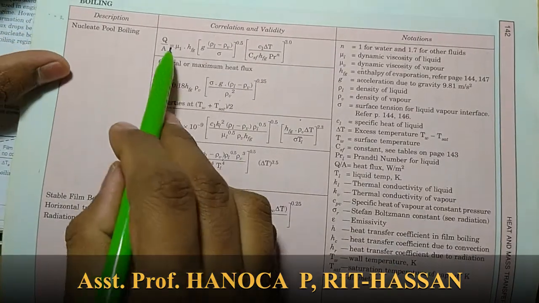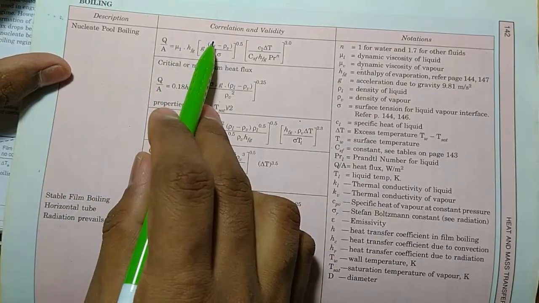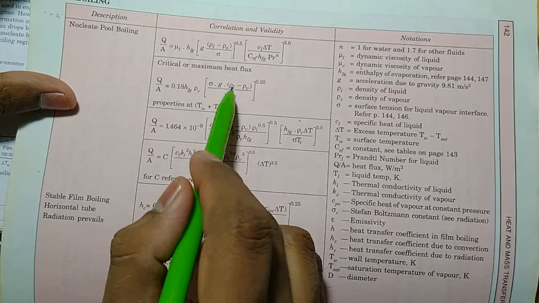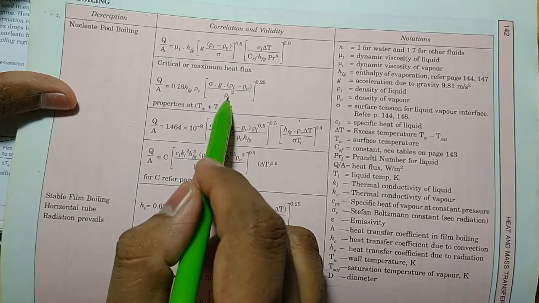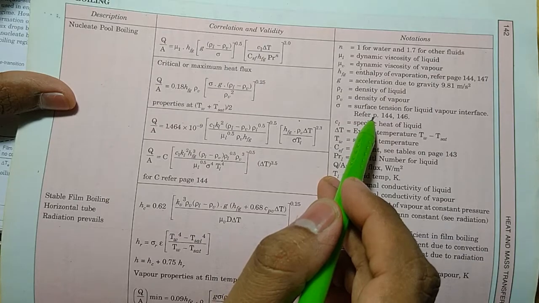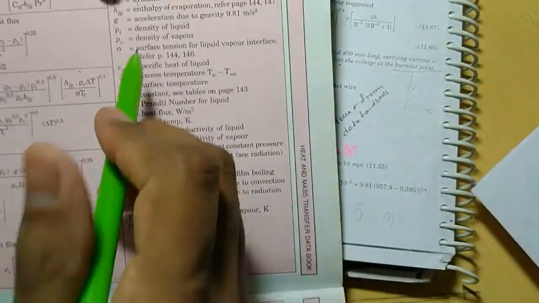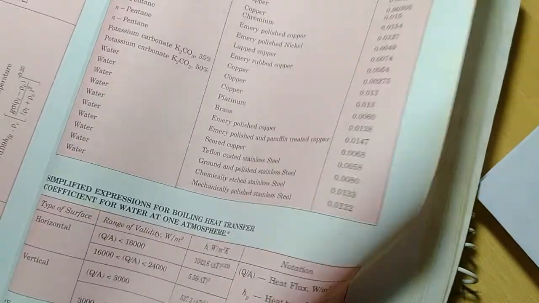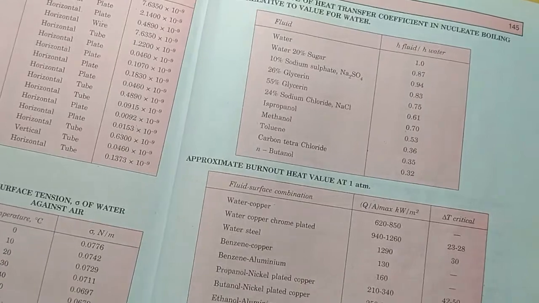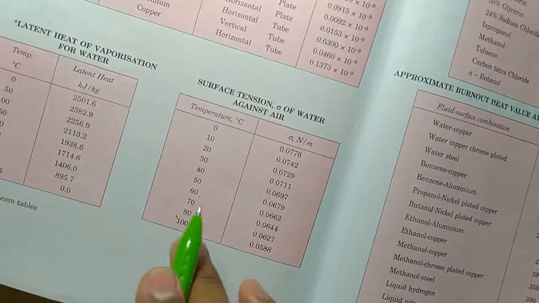Now we have solved the problems on nucleate pool boiling and maximum heat flux condition. How to solve these problems I have also explained. The rho L, rho V, rho V squared, the sigma, you know how to take. Sigma I will explain once again. Sigma is on page number 144, at 100 degrees centigrade, 0.0588.